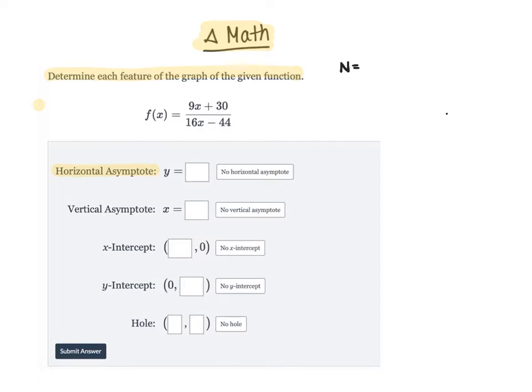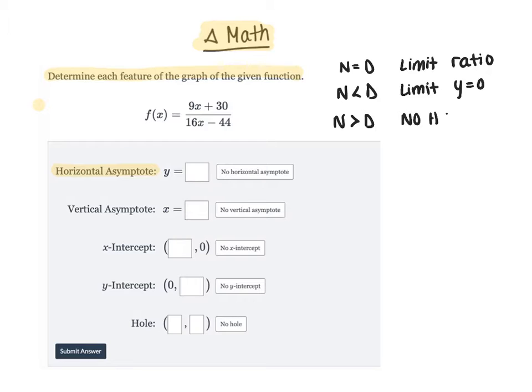If the degree of the numerator is equal to the degree of the denominator, then the limit is the ratio of the coefficients. If the degree of the numerator is less than the degree of the denominator, then the limit is the line y equals 0. And if the numerator is greater than the denominator, then there is no horizontal asymptote, but a slant asymptote. So let's just look at the situation.